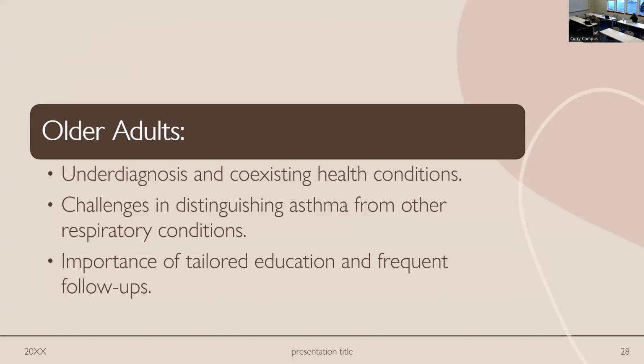Older adults, underdiagnosed and coexisting health conditions, so they could have a myriad of different chronic illnesses. Challenges in distinguishing asthma from other respiratory conditions like COPD, which we're going to talk about next. And importance of tailored education and frequent follow-ups.